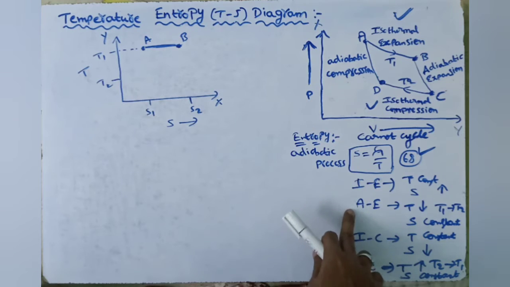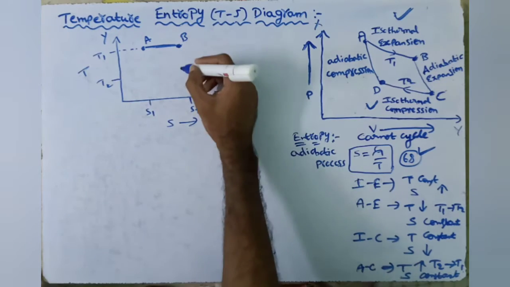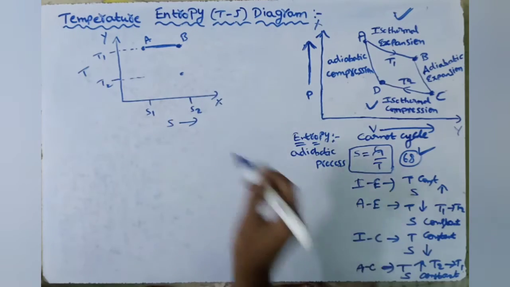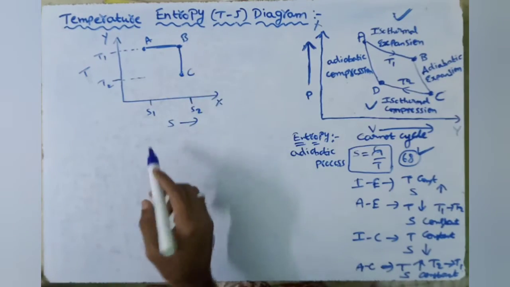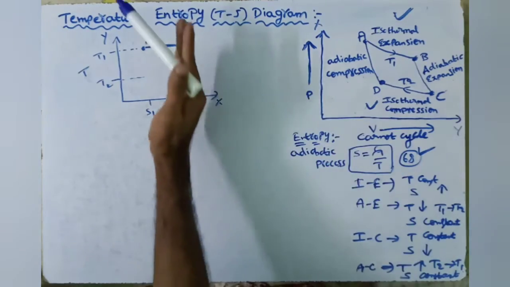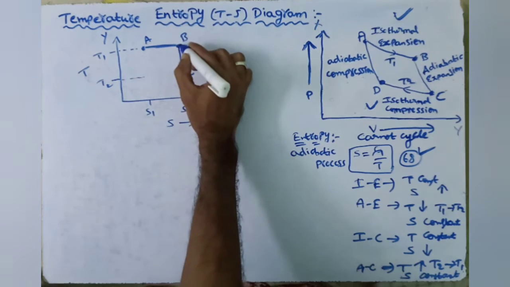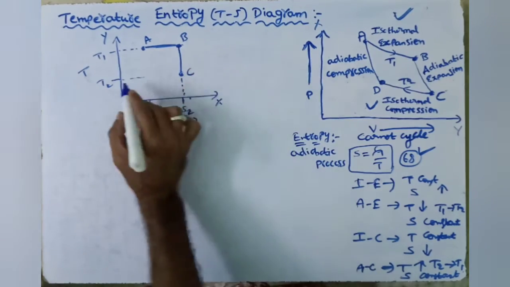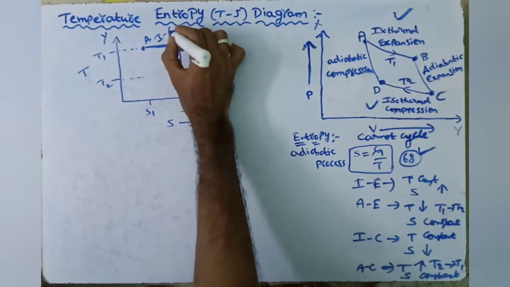Next, in adiabatic expansion, temperature falls from T1 to T2, but entropy is constant. So we will draw a straight line BC. This line represents temperature falling from T1 to T2 while entropy is constant. At this point the entropy is S2, and here also entropy is S2, and temperature only changed to T2. This represents adiabatic expansion. This is isothermal expansion.